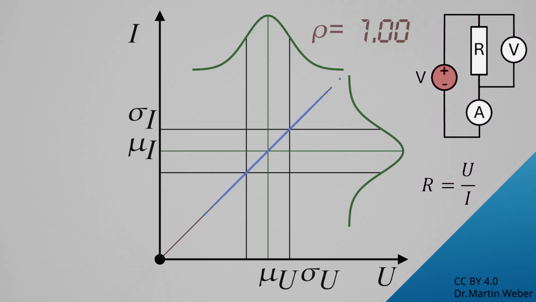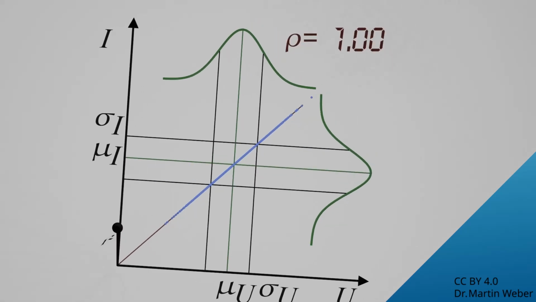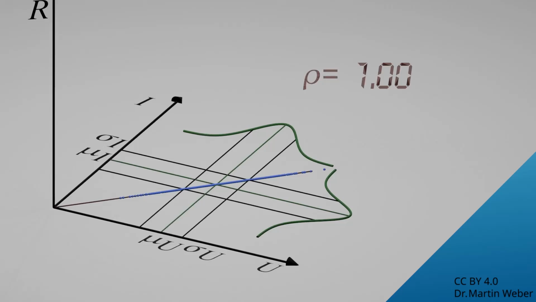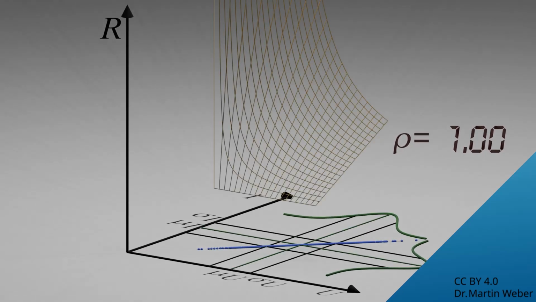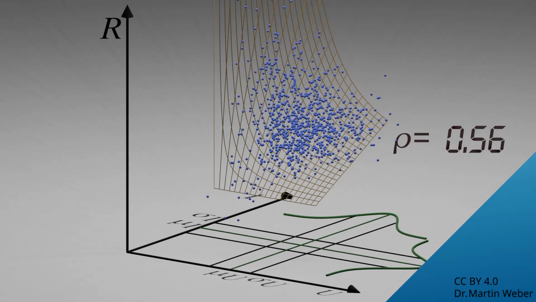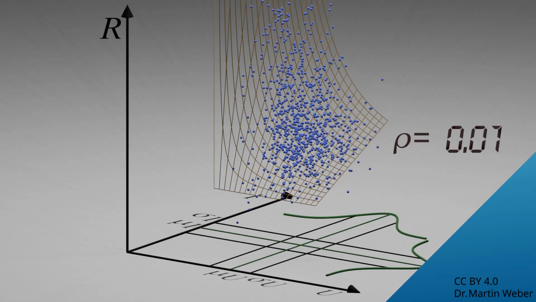Still, the standard deviation along each axis is the same as before. Correlation can be considered as a hidden variable that predictably influences both measurement quantities. To get a better insight, I will change to 3 dimensions. Now the transfer function to calculate the resistance is shown, and the measurement points can be projected. As expected, correlated measurement values will all result in the same value. Again, the resistance value will scatter more in the case of uncorrelated values.